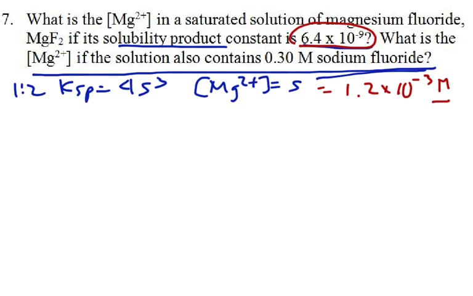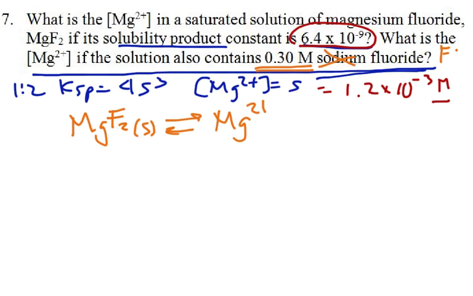Now the second part of this, though, is different, and that is, what's the magnesium ion concentration if the solution also contains some sodium fluoride? Of sodium fluoride, we don't care about the sodium, that's a spectator ion. We care about the fact that this solution already has fluoride. So for this, I'm going to go back to the original equation, and we're saying that we have magnesium fluoride solid, and that breaks up to give magnesium ions and some aqueous fluoride ions.